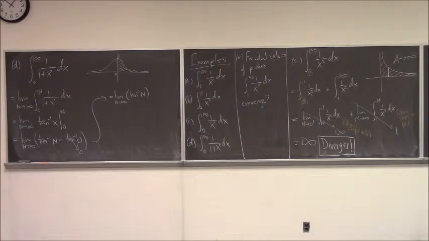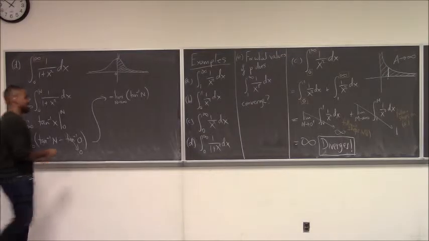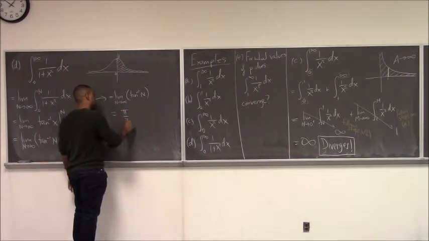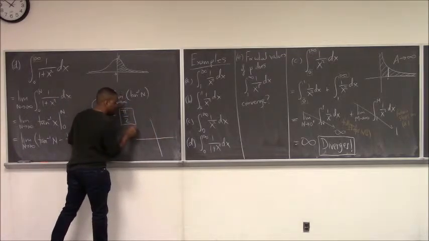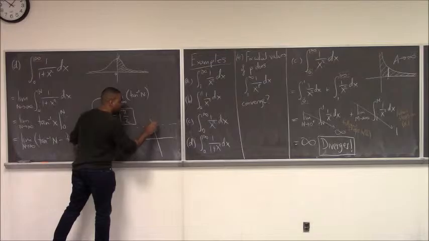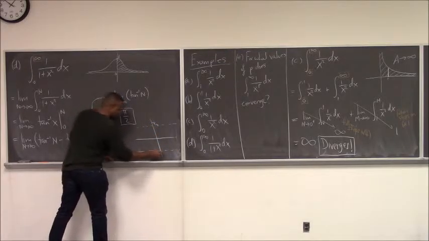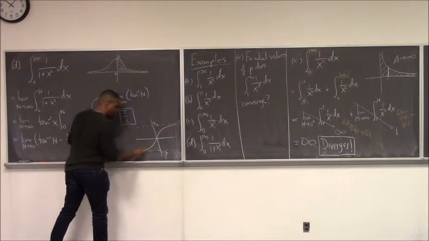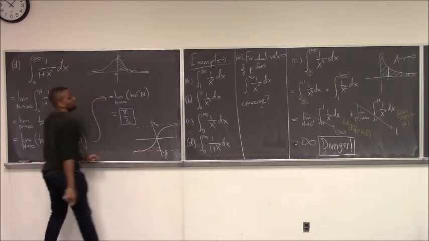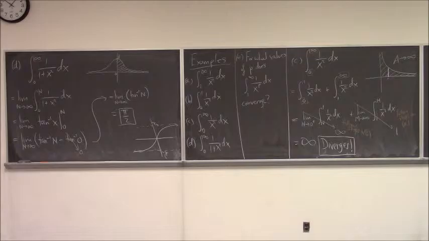Something that has to do with pi. It's pi over 2. Yeah. So that actually gives us a finite value. So the tan inverse graph, remember, maximum value is pi over 2, minimum value is minus pi over 2. It goes like that. So that also has a finite area.